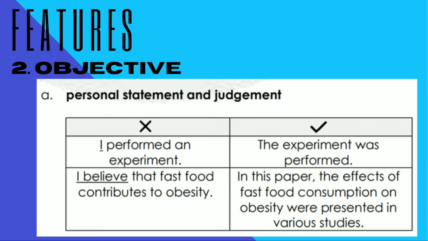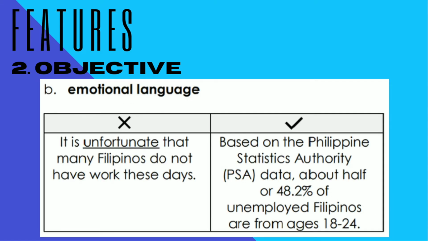In writing a research report, for you to avoid personal pronouns like I, use the passive voice. Avoid phrases like I believe, I think, or I feel, because they may indicate bias. Avoid emotional language. Instead of emotional language, you have to include facts or evidence to prove your point.